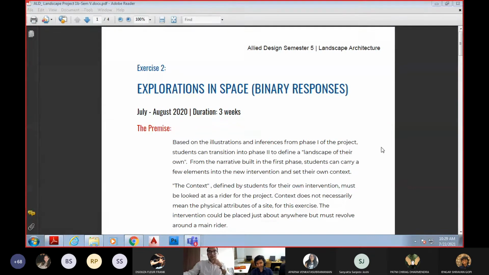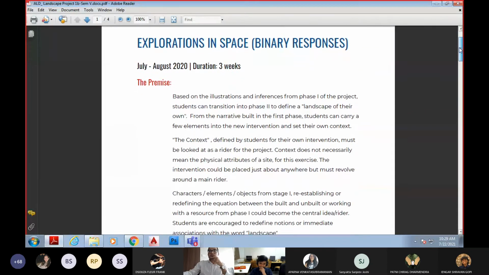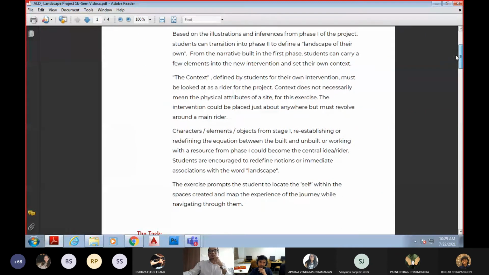This assignment is called Explorations in Space, or Binary Responses. You don't necessarily have to read what is written there; I'll share this with you in a minute. What we are essentially doing is taking the site from phase one of your submission, picking out some elements from it, and designing a landscape of your own, one that evokes certain metaphors, emotions, or reactions. And you don't design it once, but twice.